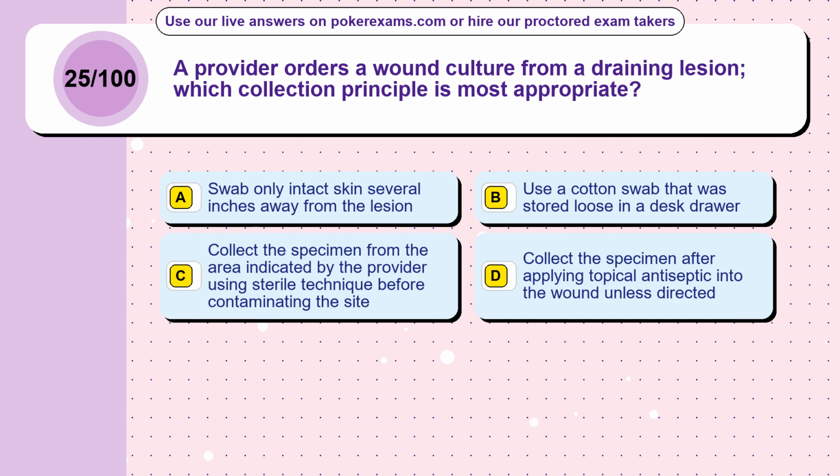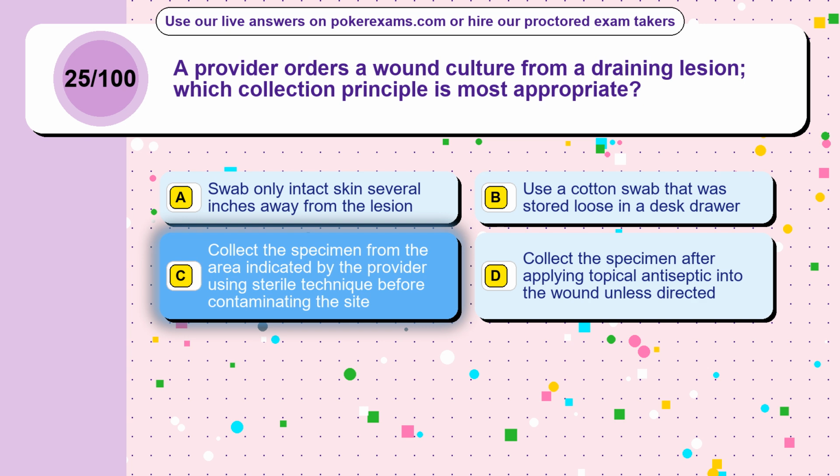Question 25. A provider orders a wound culture from a draining lesion. Which collection principle is most appropriate? Option A. Swab only intact skin several inches away from the lesion. Option B, use a cotton swab that was stored loose in a desk drawer. Option C, collect the specimen from the area indicated by the provider using sterile technique before contaminating the site. Option D, collect the specimen after applying topical antiseptic into the wound unless directed.